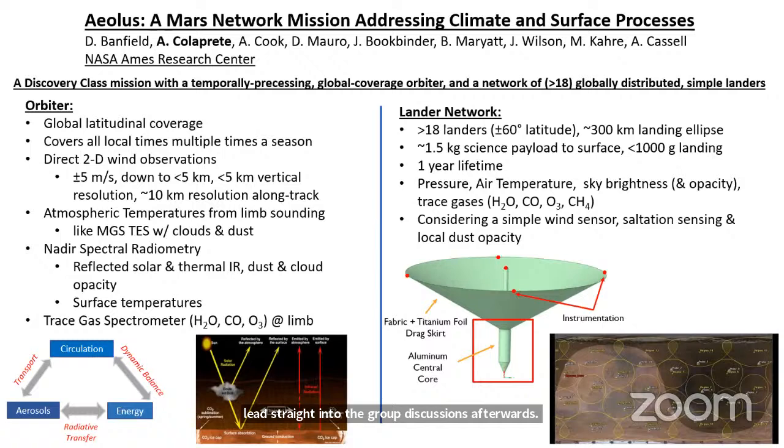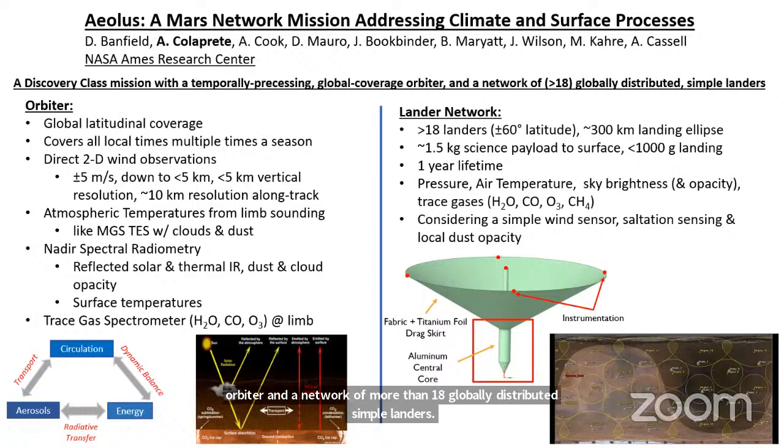Tony Colaprete is the PI on this, and there's a whole bunch of other scientists and engineers at Ames working on this. For a tagline, I've got that sentence near the top: a Discovery class mission with a temporally processing global coverage orbiter and a network of more than 18 globally distributed simple landers. That's the catchphrase.